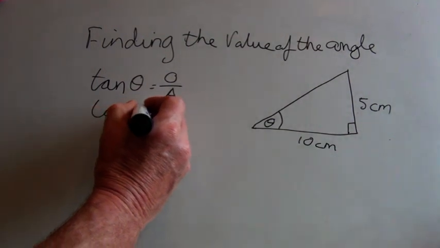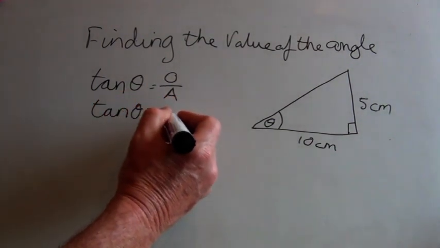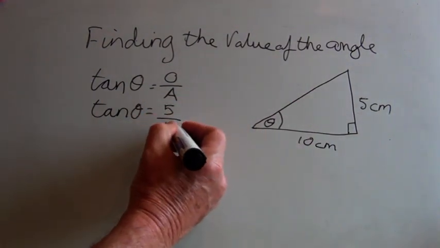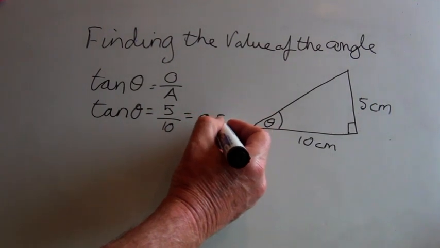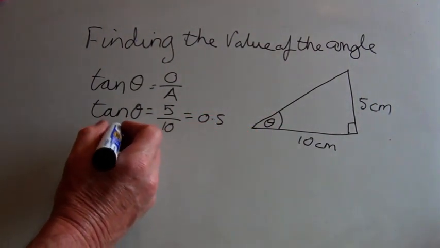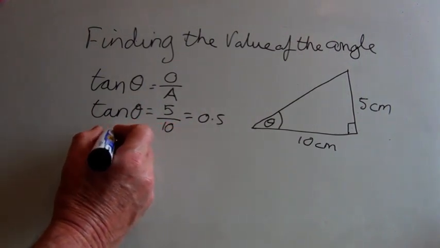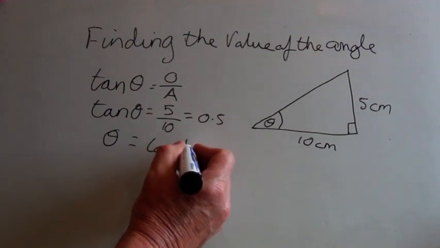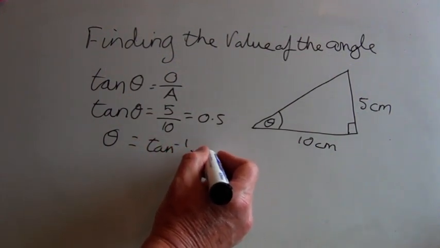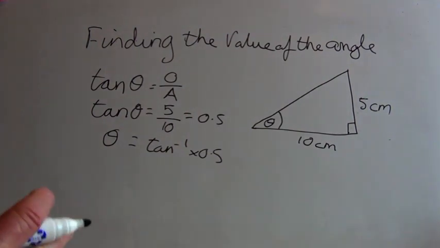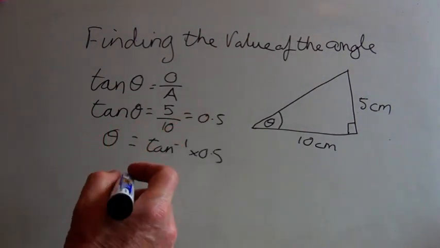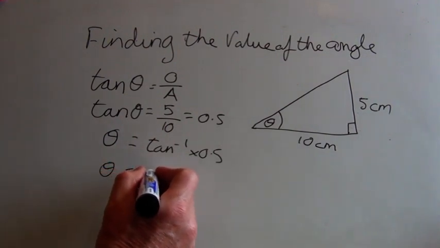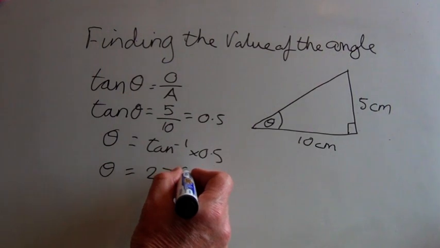So the tan of theta equals opposite, which is 5, over adjacent, which is 10, again, which equals 0.5. So therefore, when we move it over the other side, theta equals arctan, or tan to the minus 1, times 0.5, and if you use your calculator set to degrees, theta will be equal to approximately 27 degrees.